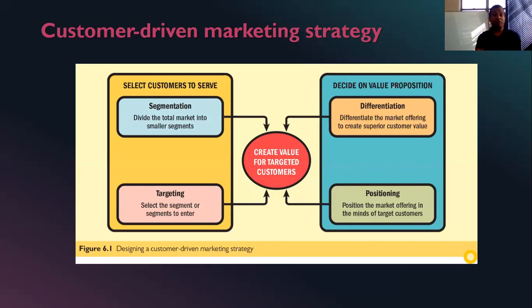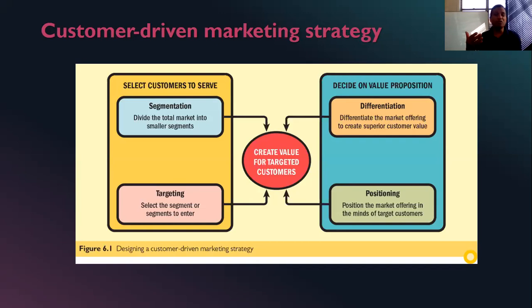So we know the STP is the essence of marketing. We learned about segmentation, dividing the market into different small segments, then targeting, selecting the right one. If you remember, we have 5 different criteria to select the appropriate segment. It has to be measurable, reachable, sustainable, and all those criteria. And then you have positioning. So segmentation, targeting, and positioning.